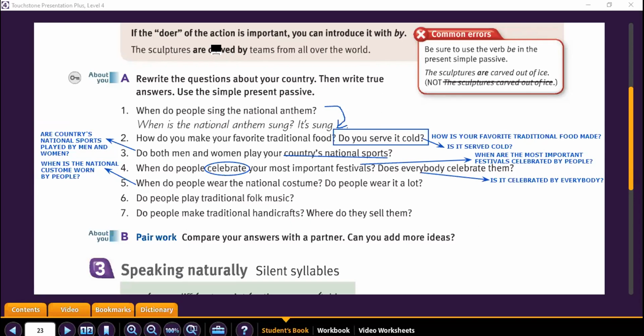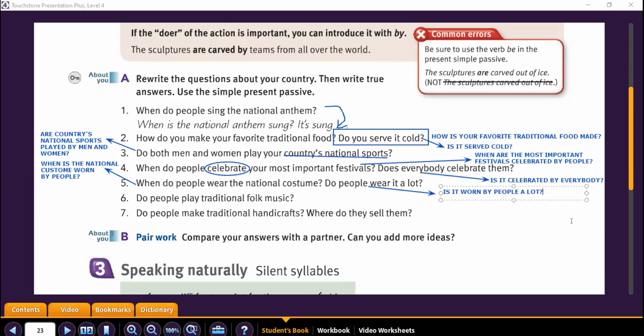Vamos a transformarle entonces la segunda parte de la pregunta. Do people wear it a lot? ¿Cómo nos quedaría? ¿Es usado mucho por la gente? ¿Cómo diríamos? Is it worn by people? Mucho, ¿cómo decimos? Ah, a lot. A lot, ¿cierto? Is it worn by people a lot?